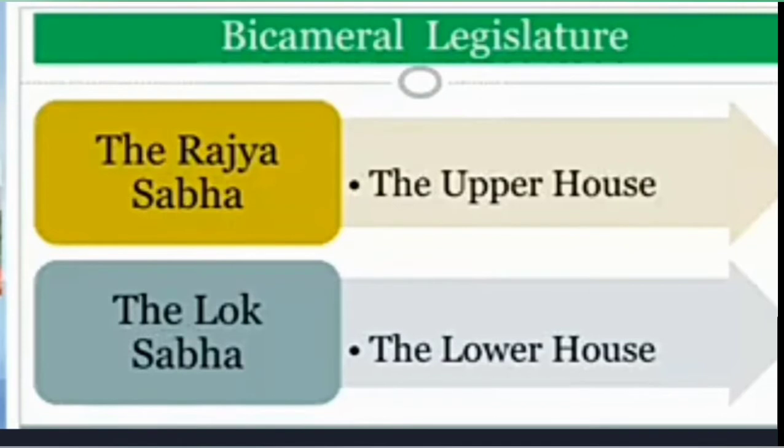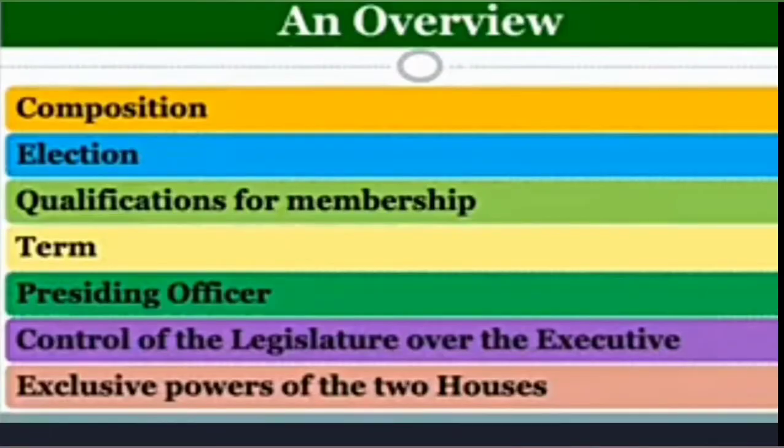In this chapter we are going to do the Rajya Sabha and the Lok Sabha. The Rajya Sabha is known as the upper house and the Lok Sabha is known as the lower house. This arrow I have shown means that they work for a common cause. Then the overview is that in this session we are going to do composition, election, qualification for membership, term, and presiding officer. All these are for Rajya Sabha.